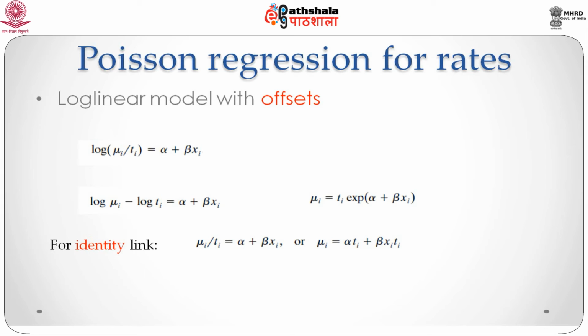For the identity link, this would reduce to mu i by t i equal to alpha plus beta x i, but this is not a problem because this is equivalently written as mu i equal to alpha t i plus beta x i t i. So the effect it has on the model is to remove the intercept but introduce another covariate t i and transform the covariate x i into a covariate x i t i. This can be handled simply. I leave it as an exercise to you to consider how the iteratively reweighted least squares equations would change for the Poisson regression in the situation where we introduce an offset.